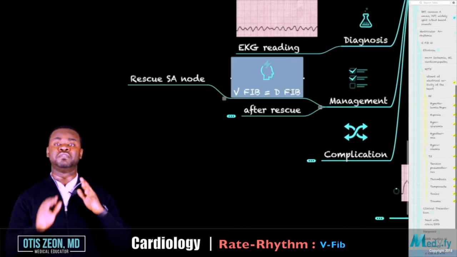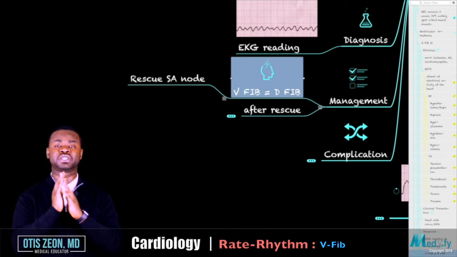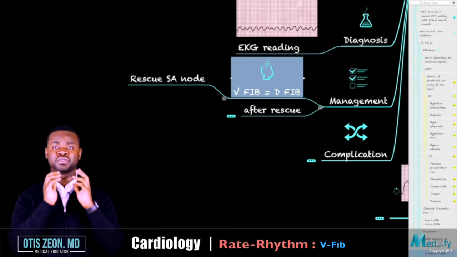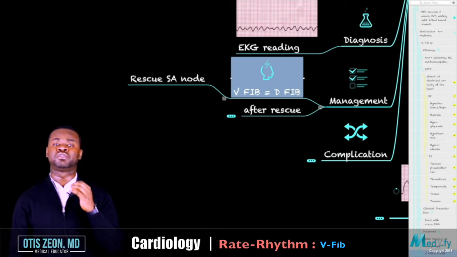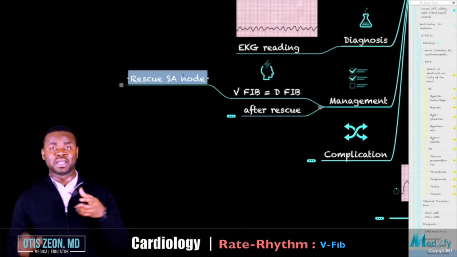The management: V-fib, D-fib. V-fib, D-fib. Whenever you consider a person to have ventricular fibrillation, defibrillation. The defibrillation will allow you to rescue the SA node and give the person back their rhythm. I think they're dead, and you rescue them by shocking them.